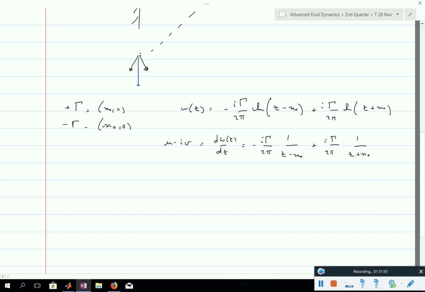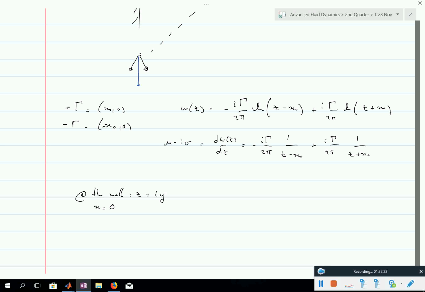Okay? So, does this satisfy the no penetration boundary condition at the wall? That will be the case if, so we have to be at the wall. Okay, so let's think about it, at the wall x is equal to 0. Our wall is at x equals 0, and therefore z is equal to i times y. We have no real part. Yeah?